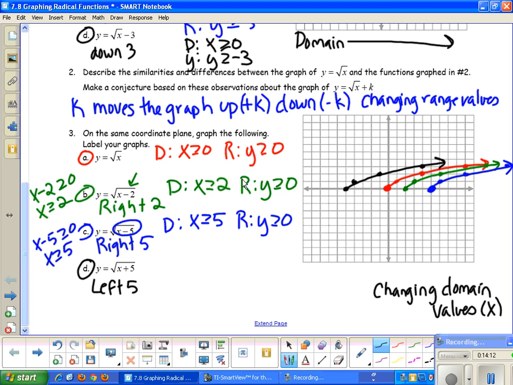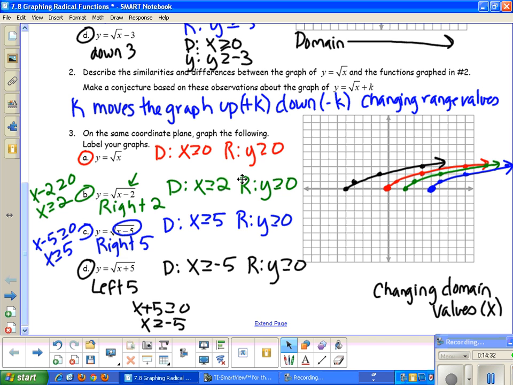And then for the last one, my domain, take what's underneath the radical. So I have x plus 5, set it greater than or equal to 0. So x is greater than or equal to -5 in this case. So my domain values are x is greater than or equal to -5. And my range values start at 0, so y is greater than or equal to 0. So you can look at the graph or you can look at the equation to help you figure out what the domain and range is going to be.